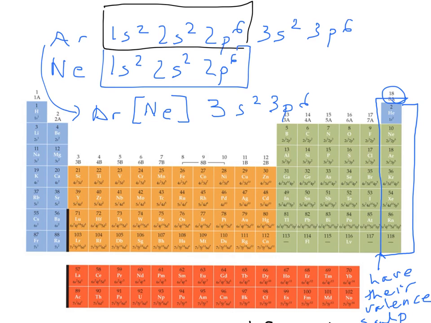And in this, what's known as noble gas notation, what I've done is I've condensed all my core electrons that I don't care about into the elemental symbol for my noble gas. And I've only displayed and bothered to write those valence electrons, which are what I really care about. Let's look at another example.